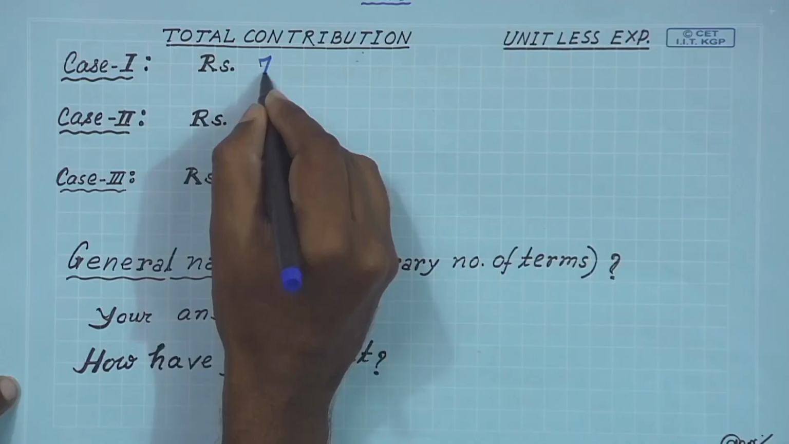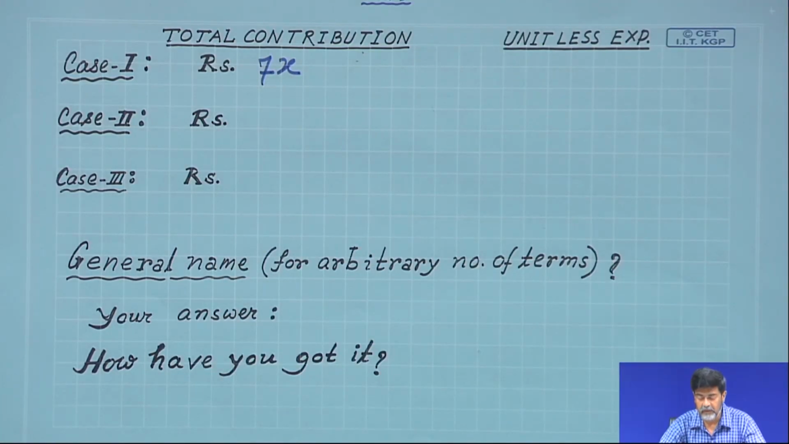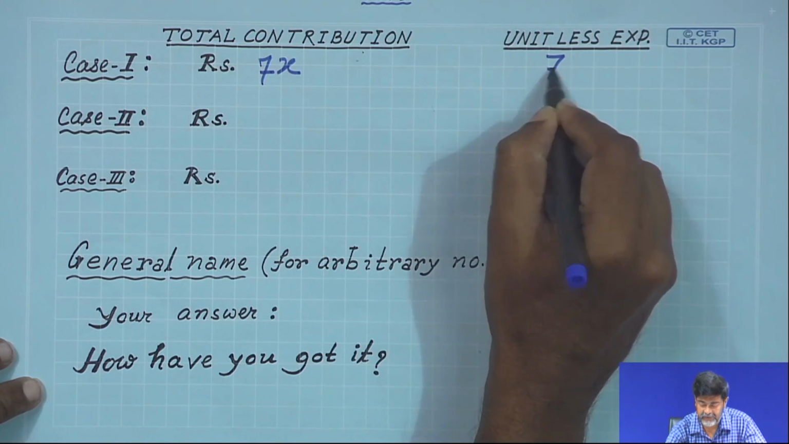If each of you gives a contribution of rupees 7, then what will be the total contribution? The total contribution will be rupees 7x. Good. Now just get rid of the unit here. We are considering the expression only, that is 7x.